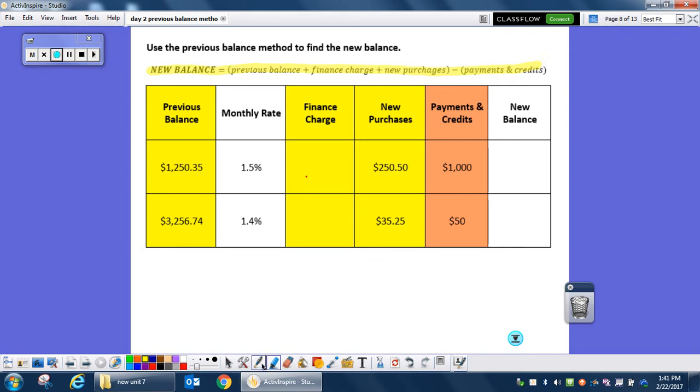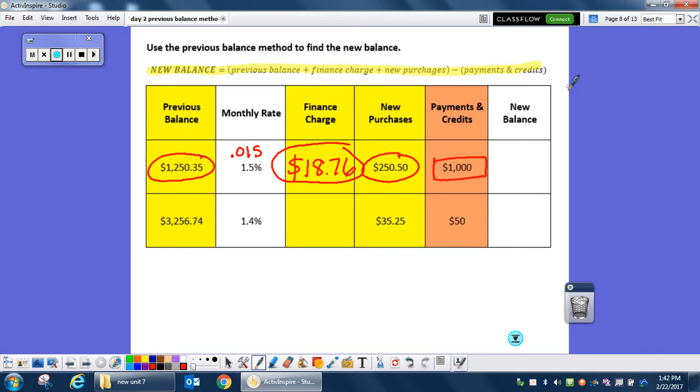So you have to calculate your monthly rate. So you get your bill and you still owe $1,250.35 times 0.015. So that means they're also charging you $18.76 because you didn't pay the whole bill last time. So you have to pay the previous balance, so you add that, plus your finance charge, plus any new purchases, and then you take out the $1,000 because you're going to pay $1,000.